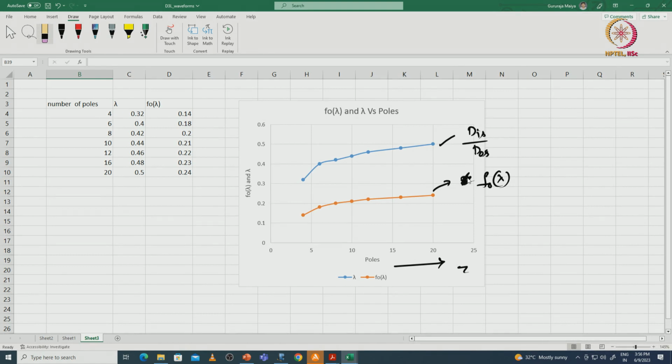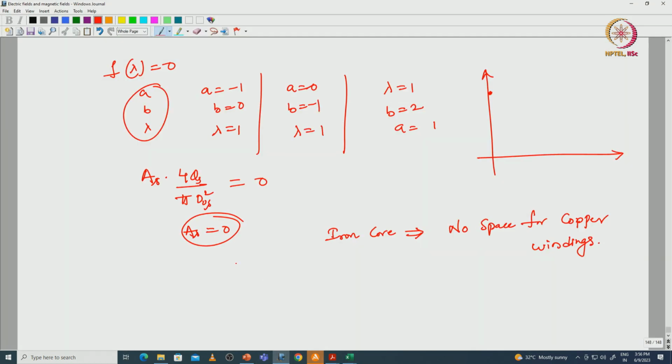Okay. So, by changing the number of poles, we are changing the f naught of lambda output function value, and lambda is nothing but D_s by D naught s value. So, this function will eventually change the output power equation as well as the output torque equation. In order to maximize the output power, we have to maximize the f of lambda function. Okay.